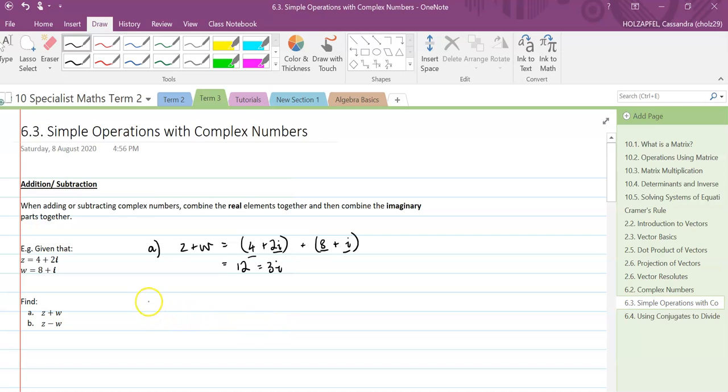Let's have a look at part B now. We're going to find the difference between these two complex numbers. So that's going to be 4 plus 2i minus 8 plus i. So again, we're going to combine the real parts. So 4 take 8 is going to be negative 4. And then we're going to combine the imaginary parts together. So 2i minus i is going to be equal to 1i. So that's going to be plus 1i. Very easy. Let's go ahead and look at some scalar multiplication now.